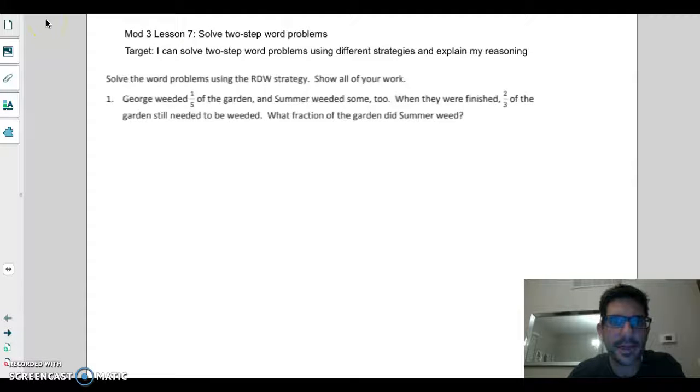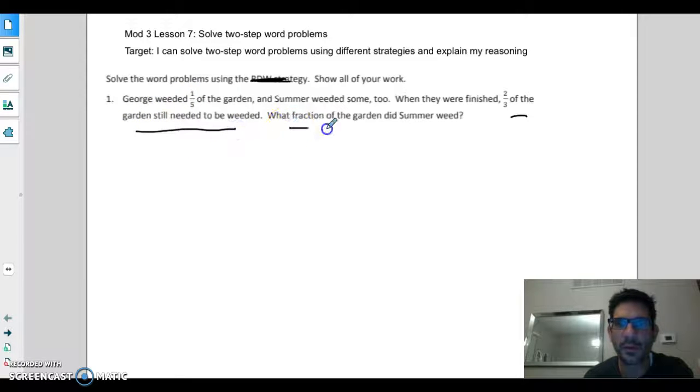Okay guys, lesson 7. So now we're going to solve two-step problems and use different strategies and explain. You're going to see this RDW strategy. Don't worry about it right now. So it says George weeded 1/5 of the garden and Summer weeded some too. When they finished, 2/3 of the garden still needed to be weeded. What fraction of the garden did Summer weed?